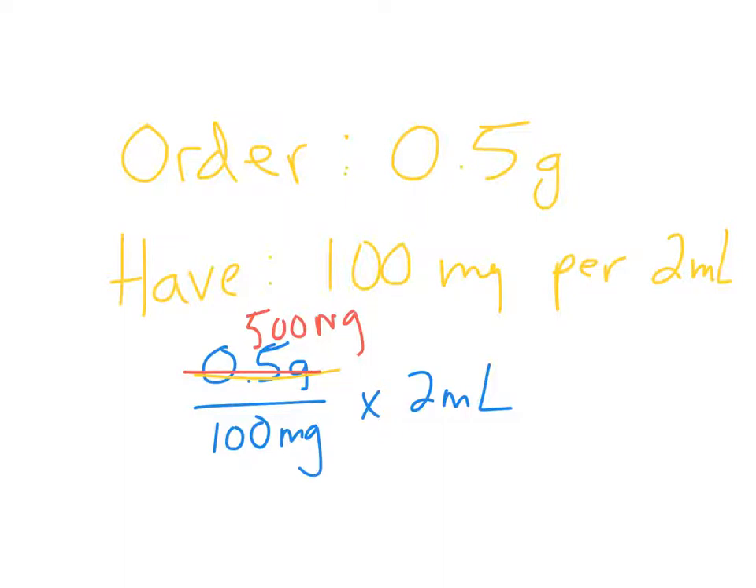So that's what we're going to do. We're going to look at the 500. Now that they're both the same, now we divide this out. So we would take 500 divided by 100, which is 5. Take that and multiply by 2, because that's our quantity there. So 5 times 2, this person would need to take 10 milliliters.